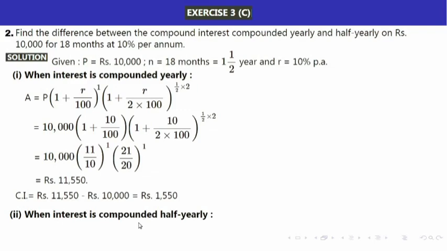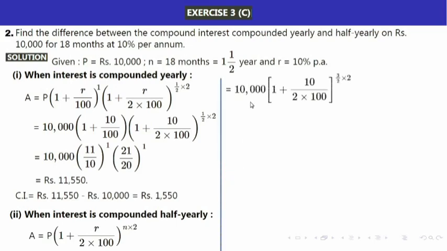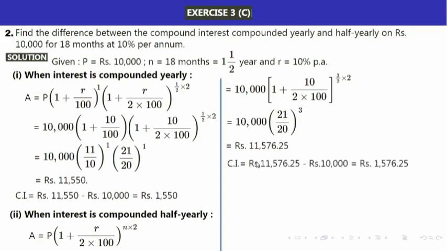Now when the interest is compounded half yearly, then your formula is this one. This is the direct formula, right? So we'll just put the values now. Okay, so the number of years is given to be 1.5, which is 3 by 2. Yes, so just simplify this. This becomes 21 by 20. Now when you simplify this entire thing, this turns out to be this much. So this is the amount, right? So your compound interest will be amount minus principal, and this leads you to this much to be your compound interest.